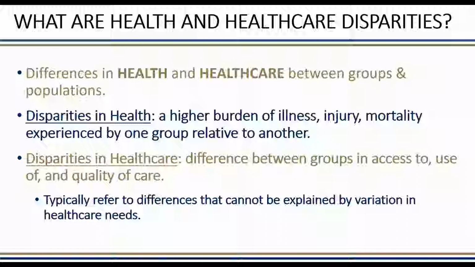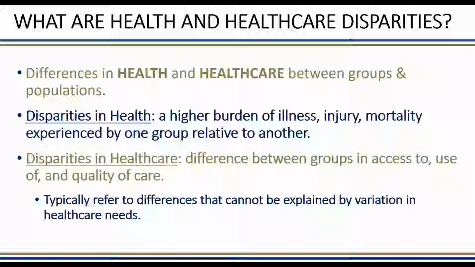So when we talk about disparities, there are really two types of disparities. There's disparities or differences in health, and then there's disparities or differences in health care. So disparities in health are really defined as situations when there's a higher burden of illness, injury, mortality experienced by one group relative to another, so differences in health. And then disparities in health care really are referred to differences between groups in access to, use of, and quality of health care. And for these disparities, it's typically differences that cannot be explained by variation in healthcare needs.